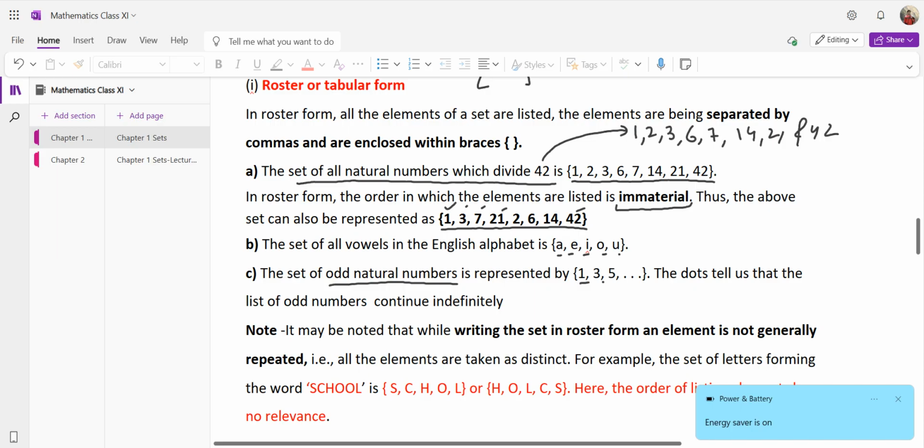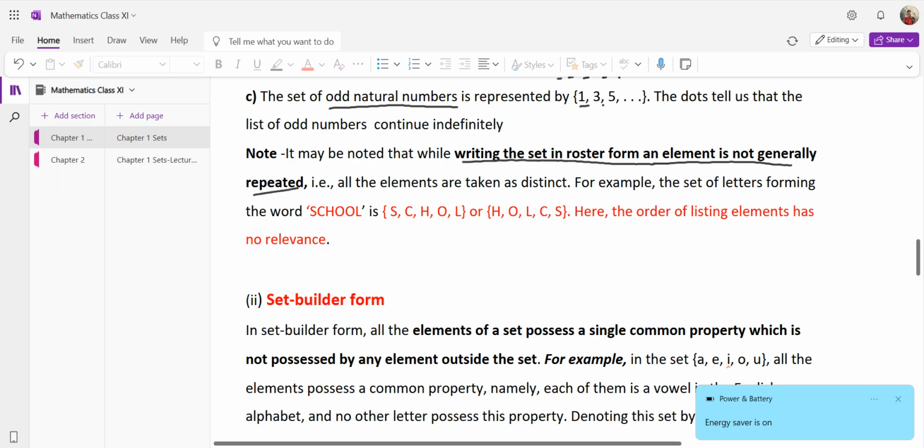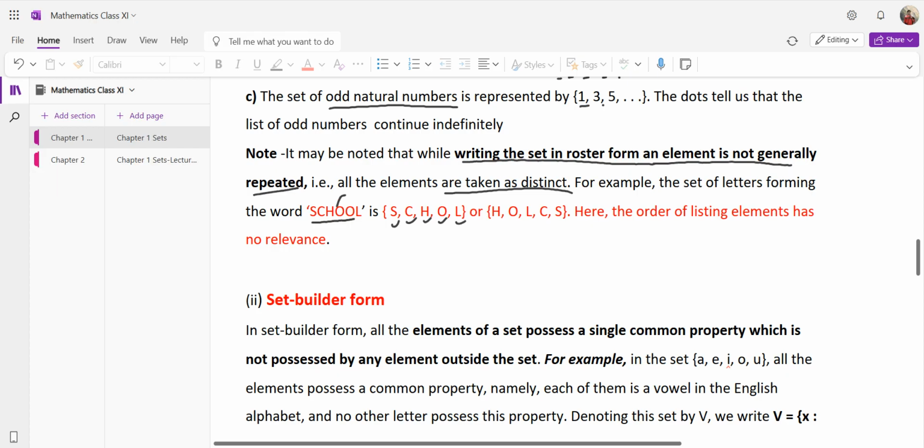One should note that while writing a set in roster form, an element is not generally repeated. That is, all the elements are taken as distinct. For example, the set of letters forming the word school is S, C, H, O, L. There is no need to repeat the letter O twice. Even here the order of listing elements has no relevance. We can write H, O, L, C, S, in any order.